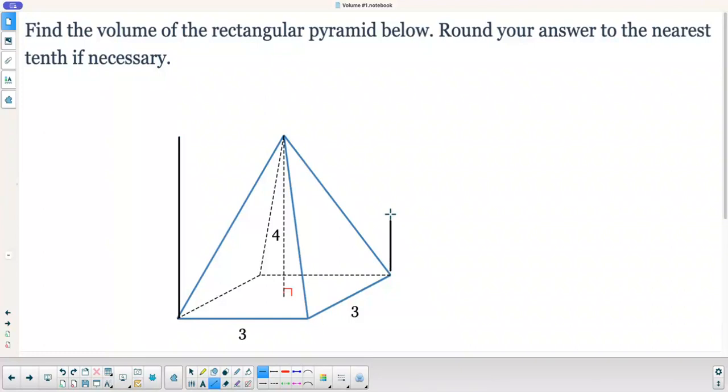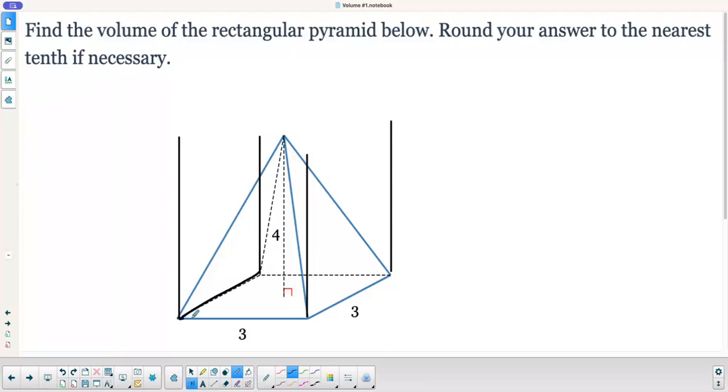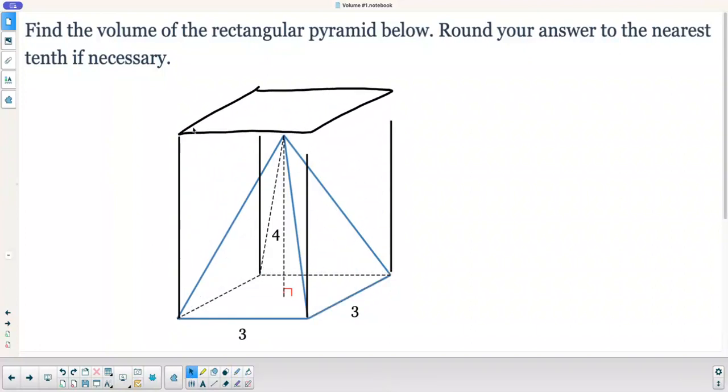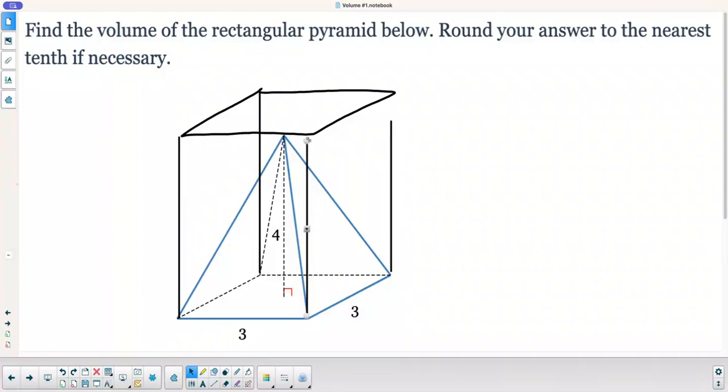I'll kind of draw the picture here. If I were to put that pyramid in the same prism, the same base, it would look something like this. So that pyramid would take up 1/3 of that volume that's in the same prism. Or you could say the prism takes up 3 times the volume of that pyramid.